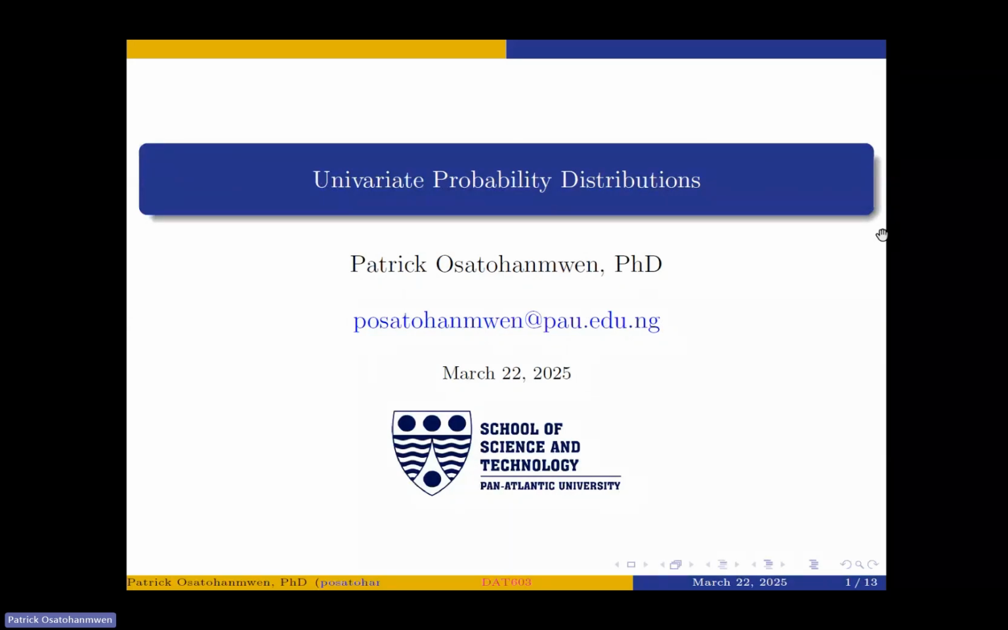So, for example, we can have a bivariate probability distribution. If it is bivariate, it means we have just two random variables. If it is trivariate, we have three random variables. And of course, anything greater than three, we generally call it multivariate. But our discussion this morning is just going to be based on univariate probability distribution.